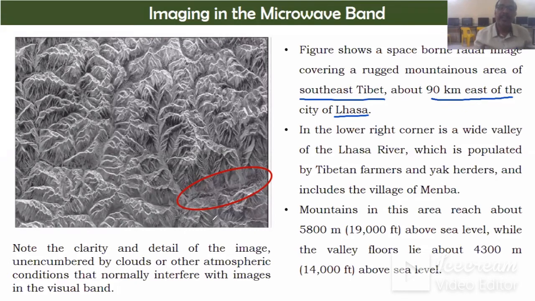आता हा जो एरिया आहे तो पॉप्युलेटेड बाय द तिबेटियन फार्मर्स अँड इन्क्लूड्स द विलेज मेनबा. आता हा जो एरिया आहे हा तिबेटची नदी आहे, नदीचा काठचा प्रदेश आहे हा सगळा. ह्यामध्ये नदी आहे, काही गावं आहेत, सो ऑल दीज पार्ट्स विल बी अवेलेबल हिअर इन दिस लोकेशन. ओके, सो दिस इज इमेज.